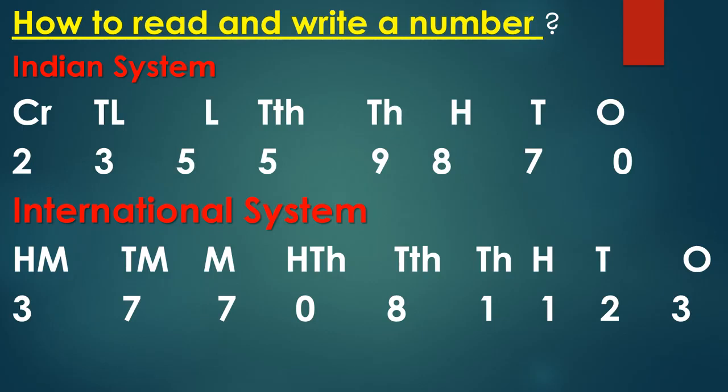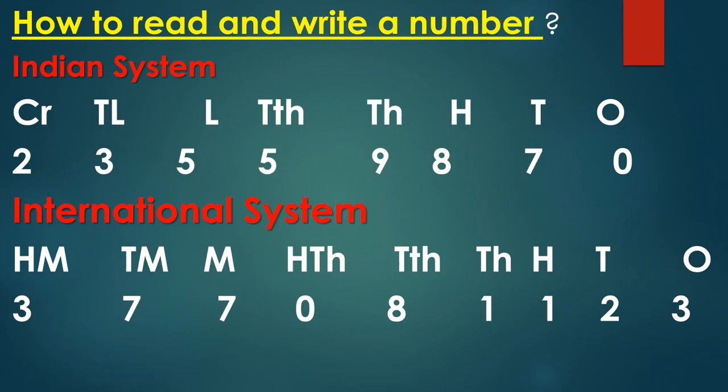In Indian system, we write down commas. First comma will be after three places from the right hand side. That means after 100 place. Second comma will be after two places, that is after 10,000 place. Then again after two places, that is 10 lakh.